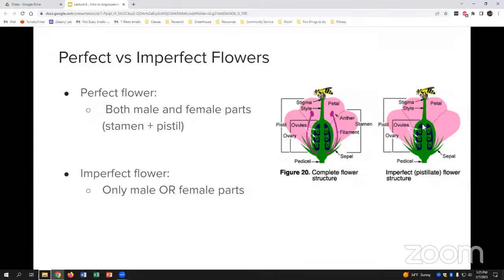Great. So to that point, when we're thinking about whether we have male parts or female parts, we're now going to call these flowers either perfect or imperfect. So a perfect flower is going to have both the male and female parts. So you can see that here on this image.